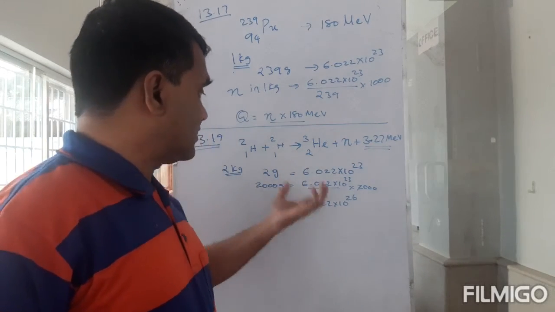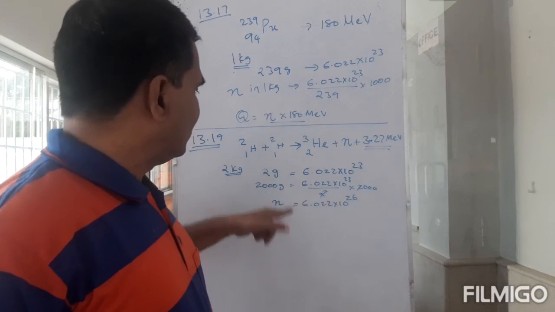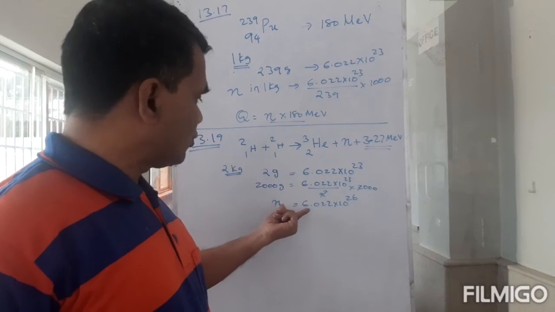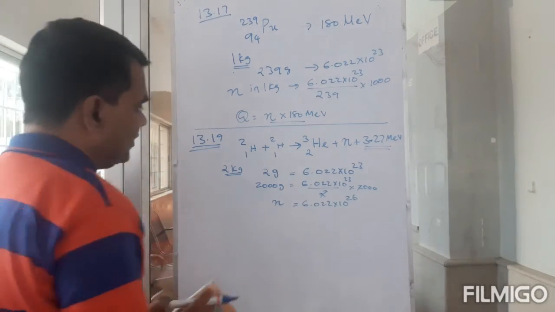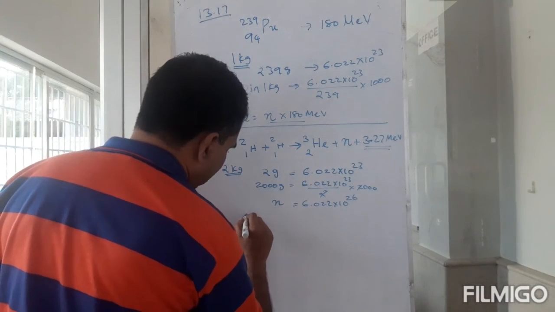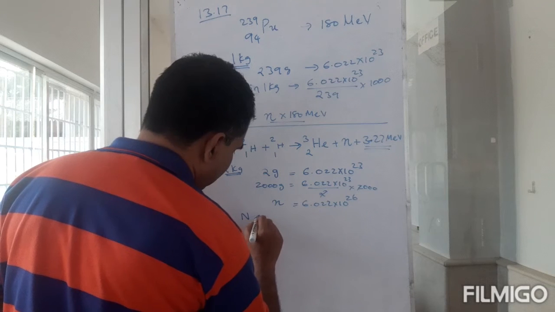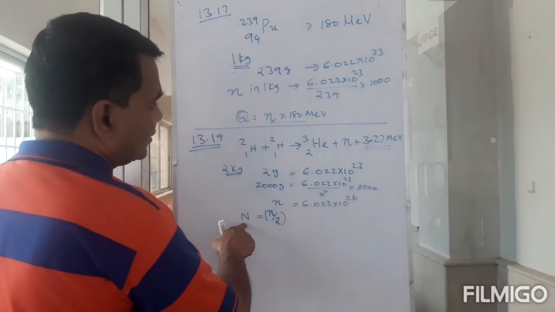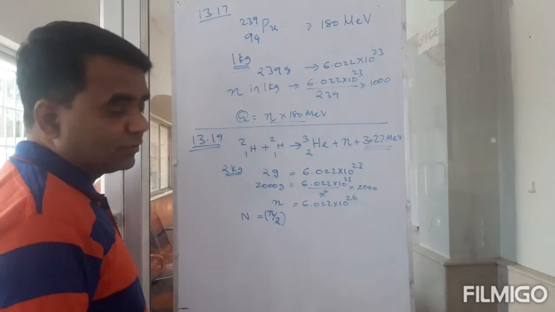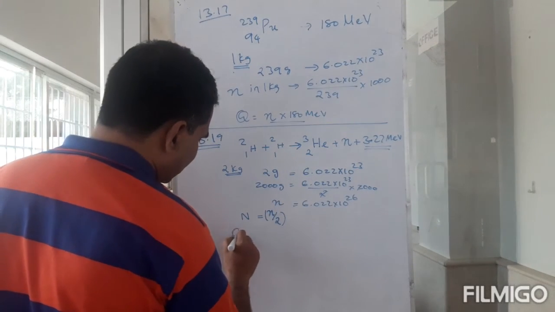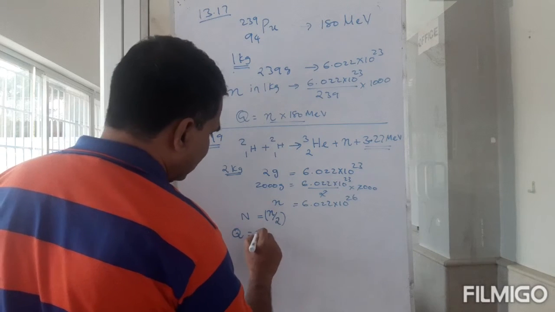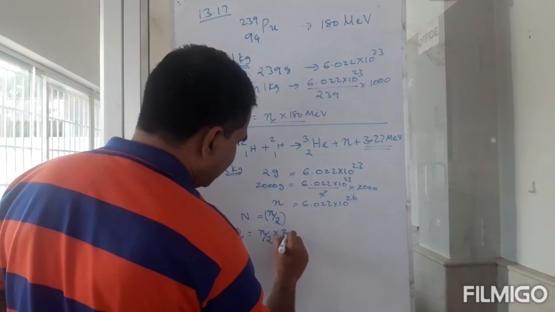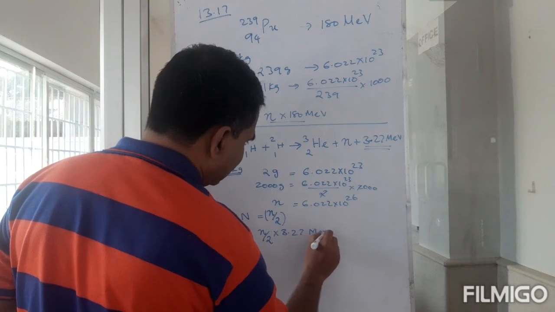Okay, but how many reactions are possible for this? You can have only N by 2 reactions, because for one reaction you require 2 nuclei. So the number of reactions possible is equal to N by 2. And then per reaction you are going to get 3.27 mega electron volt. So the total Q is going to be equal to N by 2 into 3.27 mega electron volt.